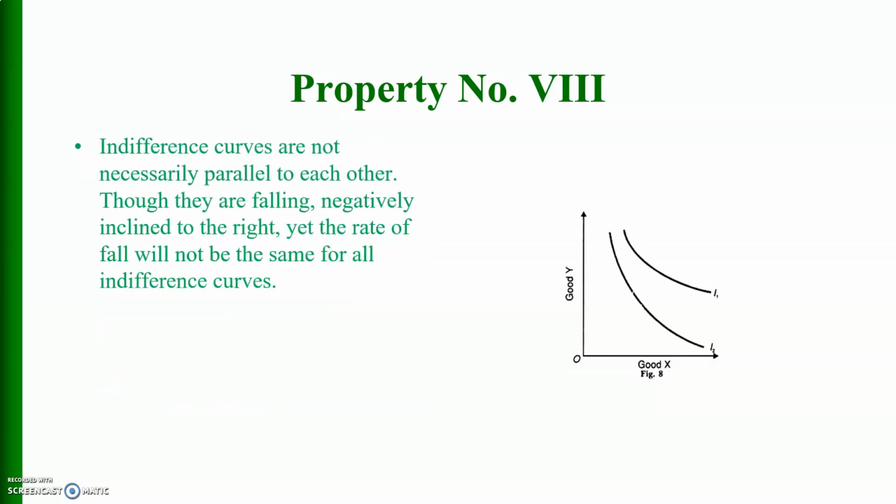Property number 8 of indifference curves. This property means that indifference curves are not necessarily parallel to each other, and it means that the marginal rate of substitution of the various indifference curves may not necessarily be the same. It may be different.